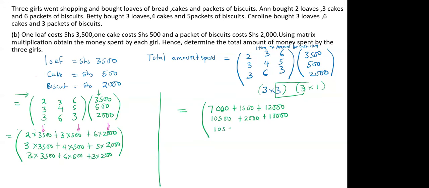Then you go to the next one. That is 10,500 plus 6 times 500, that is 3,000. Then plus 3 times 2,000, that is 6,000. Now, after that, clearly add your things and put the total. This is going to be 20,500. Then the next one is going to be 22,500. That is what I'm getting. Then the next one is going to be 19,500.